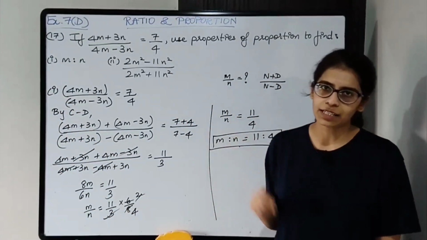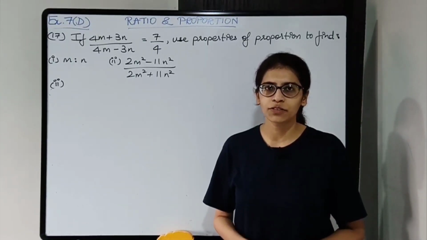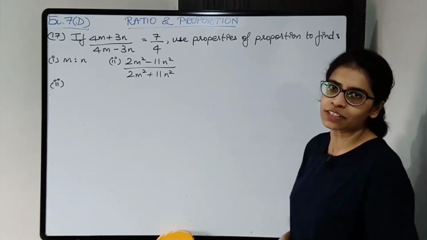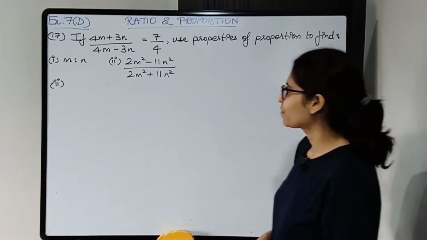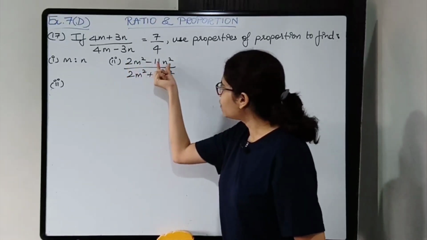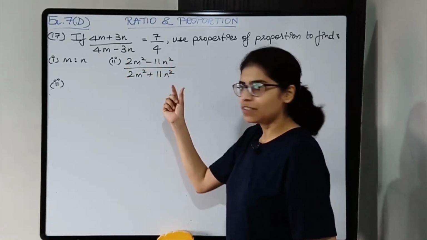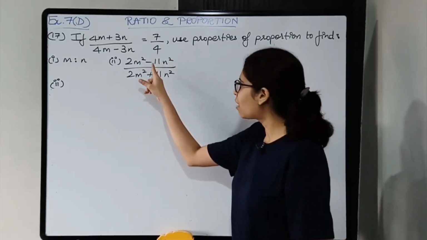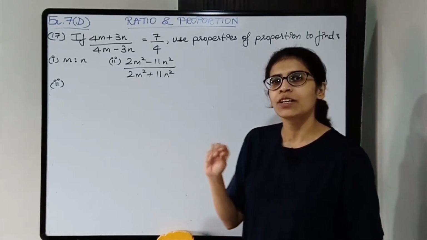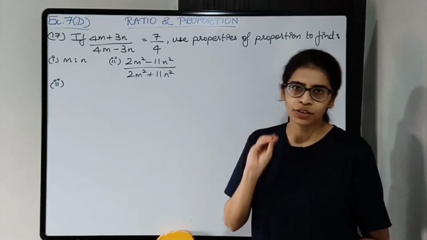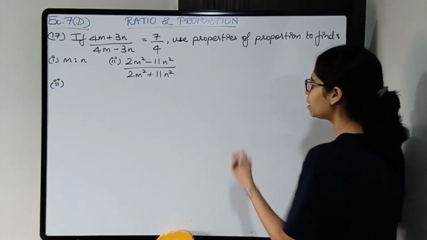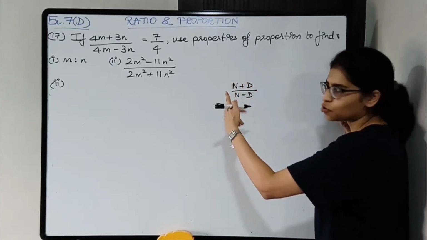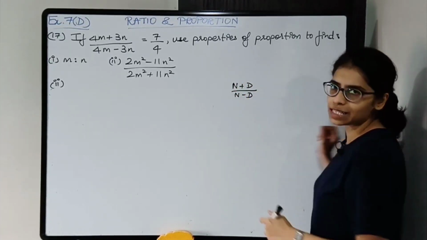Now moving on to the second subpart, the second part of the question. There is (2m square minus 11n square) upon (2m square plus 11n square). We need to find the value of this. So we have 2m square, 11n square, 11n square. And normally we have a plus sign in the numerator and minus in the denominator. यहाँ पे it is ulta. We have minus in the numerator and plus in the denominator. So basically we need to use componendo dividendo. Right? What is componendo dividendo? Numerator plus denominator upon numerator minus denominator. यहाँ पे it is interchanged. It is numerator minus denominator upon numerator plus denominator.